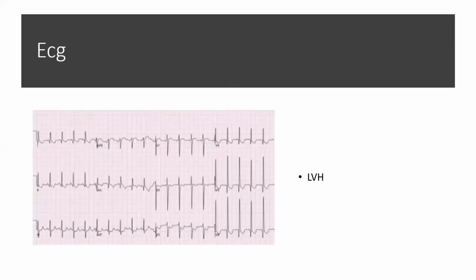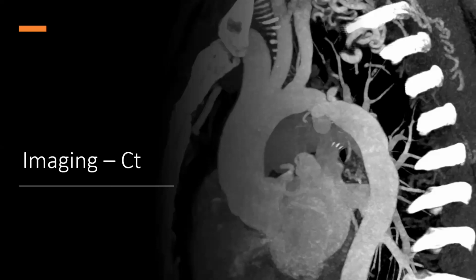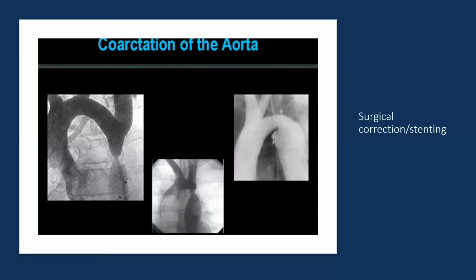ECG, of course, shows LVH, which goes without saying, and imaging shows the CT scan can show the presence of the coarctation there. Okay, you can see the coarctation there, which can be delineated and then can be taken up later. Now, what is the treatment for a coarctation? The treatment for a coarctation is always surgery. You can either do a stenting or a surgical correction.